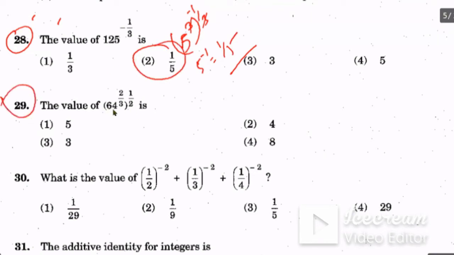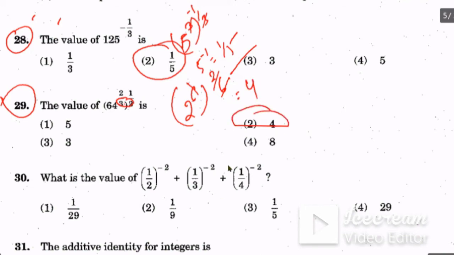Now 29. The value of this. In this type of question, what you can do, you have to remove these powers. So this power is 3 to the 6. You know 2 to the power 6 is 64. So 2 to the power 6 to the power 2 upon 6. So 6 will cut by 6, and you have 2 to the power 2, that is equal to 4. So the answer is 4.